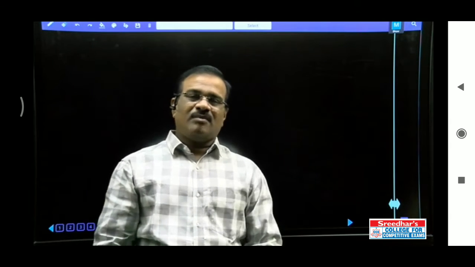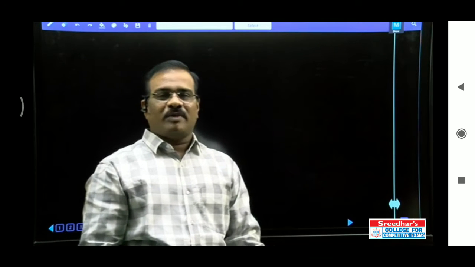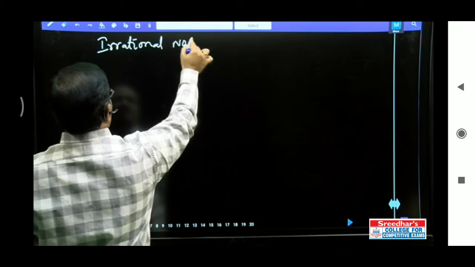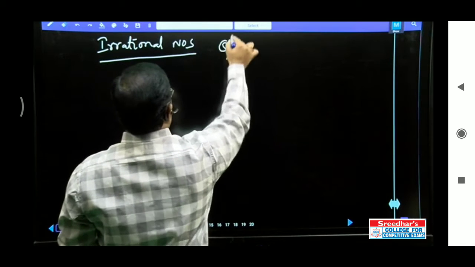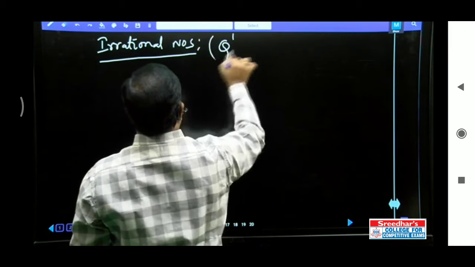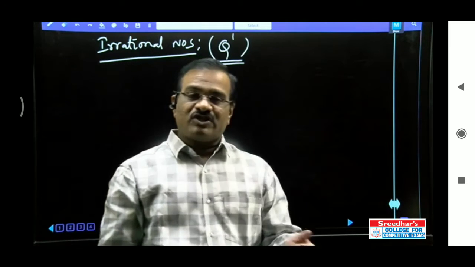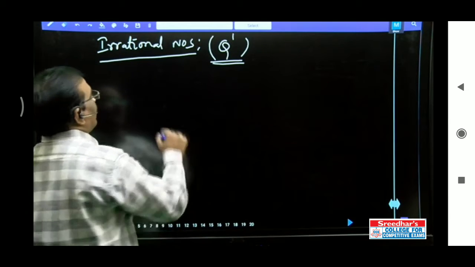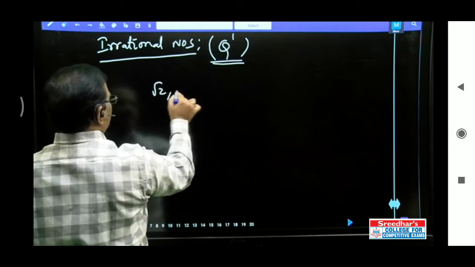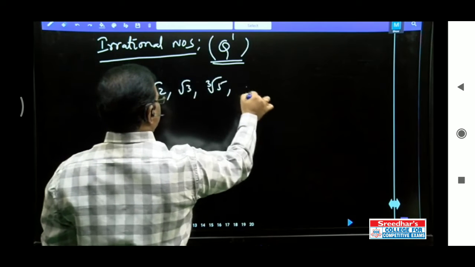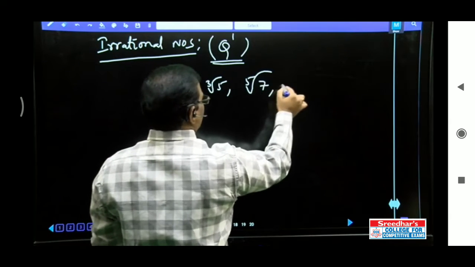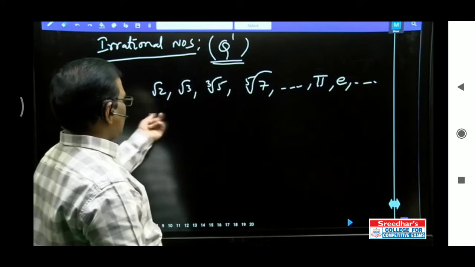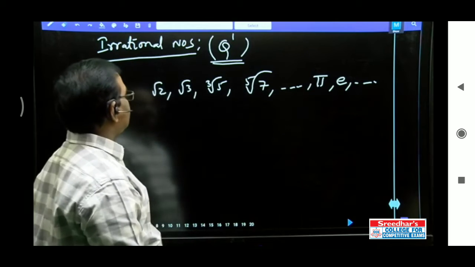What are irrational numbers? Numbers which cannot be expressed in the form of p by q are called irrationals. This set is represented by Q complement. Rational numbers are Q, irrational numbers are Q dash, Q complement. Any real number which can be expressed in the form of p by q is called rational, and any real number which cannot be expressed in the form of p by q is called irrational. Examples: √2, √3, cube root of 5, fifth root of 7, pi and e are irrational numbers.